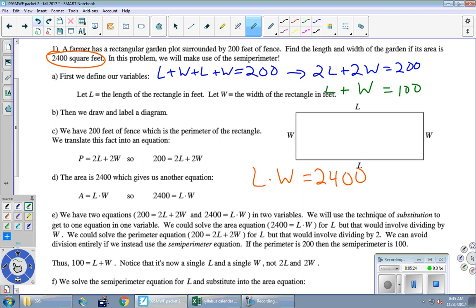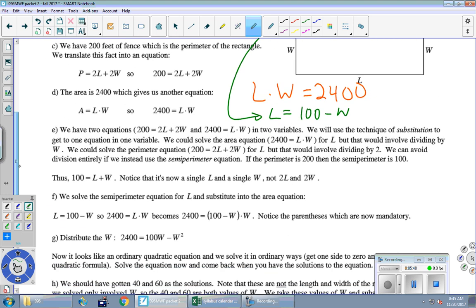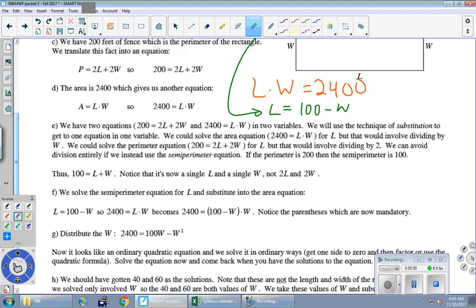So we will solve that equation right up there for L by subtracting the W from both sides. So we get 100 minus W, fair? And then we are going to take that and substitute into the orange. Instead of this L, what are we putting? 100 minus W, right? It's a straight substitution. It's just like we did before with the lines.